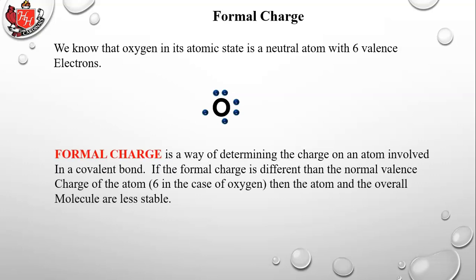Formal charge is a way of determining the charge on an atom involved in a covalent bond. If the formal charge is different than the normal valence charge of the atom, 6 in the case of oxygen, then the atom and overall molecule will be less stable. Nature prefers the most stable configuration of a molecule.